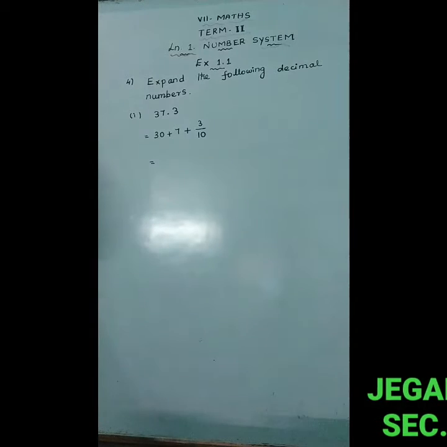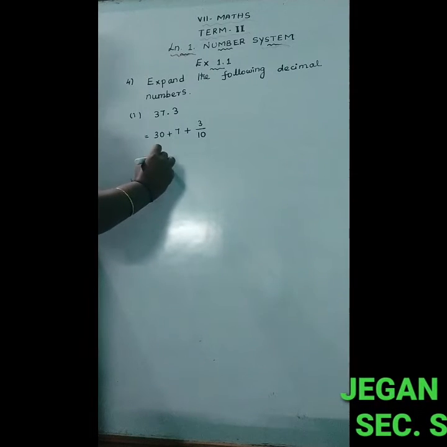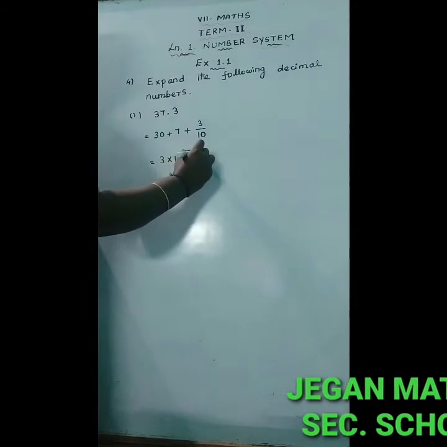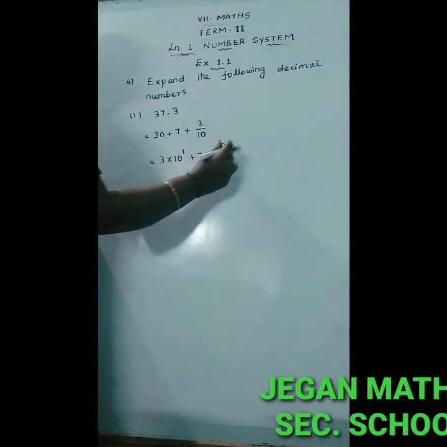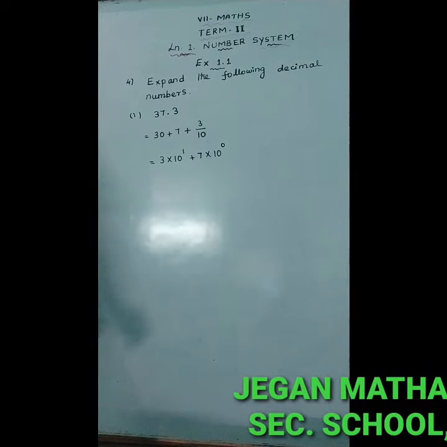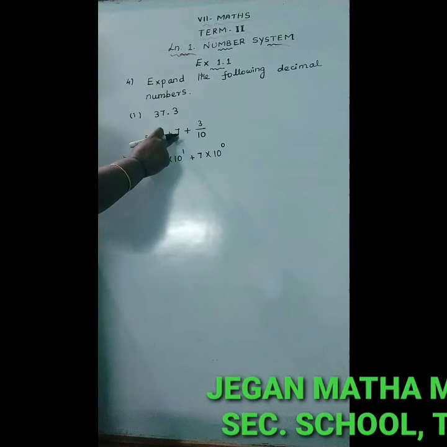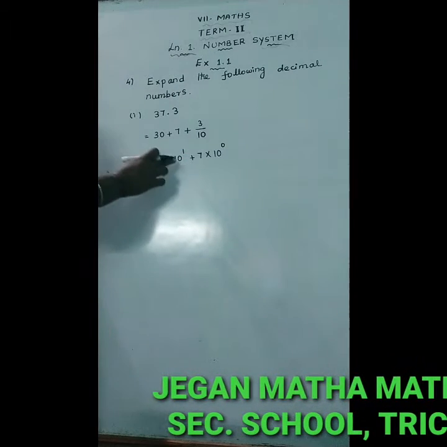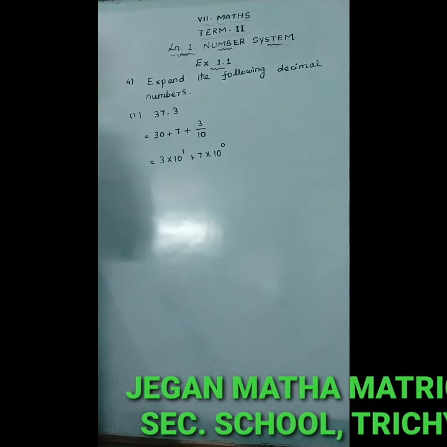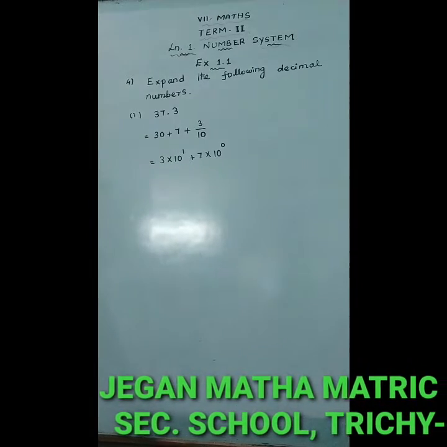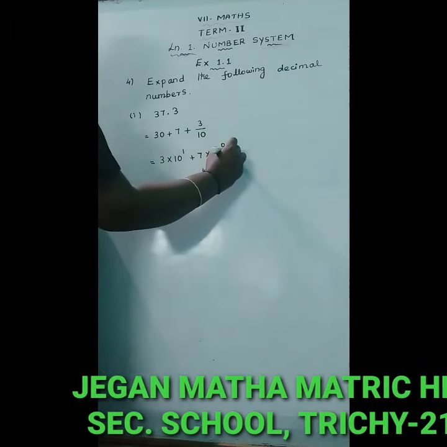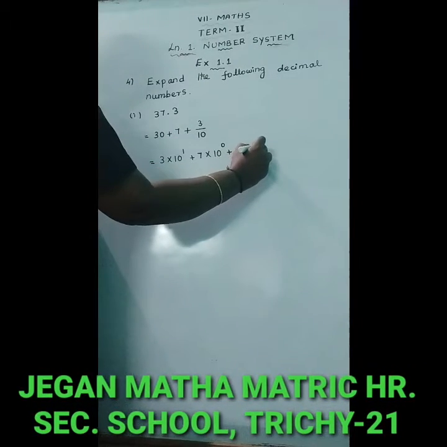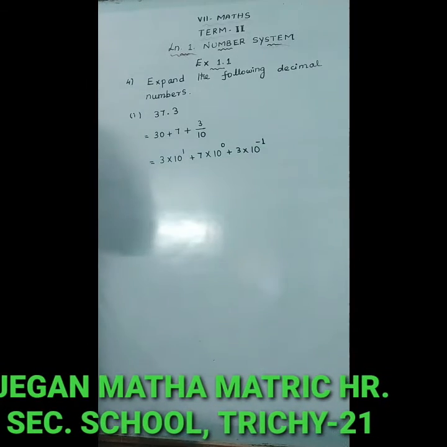So 30 means we write 3 into 10 power 1, then plus 7 into 10 power 0. 10 power 0 value is 1, so 1 into 7 is 7. So 7 changes into 7 into 10 power 0. Then 10 power 1 is 10, so 3 into 10 is 30. So 30 is changed into 3 into 10 power 1. The next number, plus 3 into 1 divided by 10, we change into 10 power minus 1. So we write it in powers of 10 also.